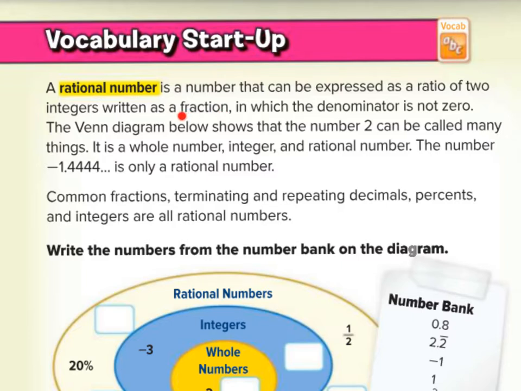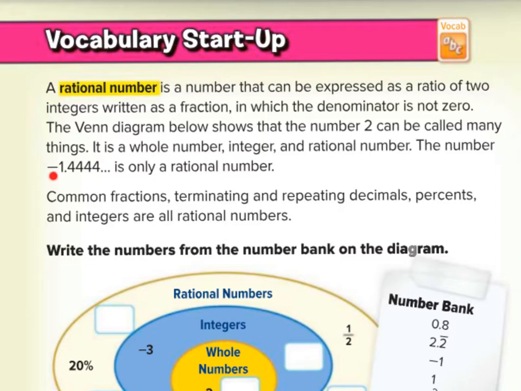So it can be a fraction, right? A comparison of two numbers as well, in which the denominator is not zero. The reason is because division by zero is not possible. The Venn diagram below shows that the number 2 can be called many things. It is a whole number, integer, and rational number.